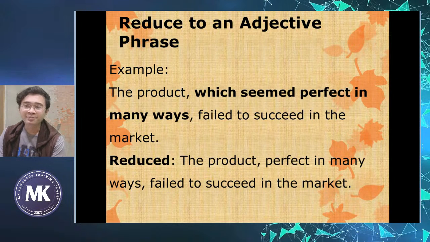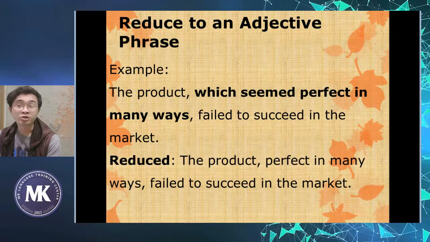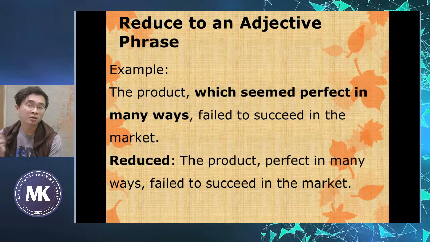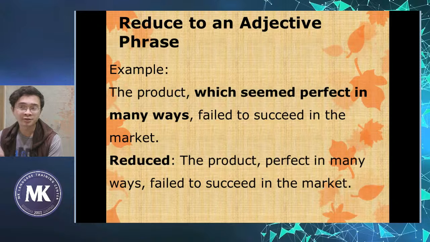Another example: the product, comma, which seemed perfect in many ways, comma, here again, failed to succeed in the market. So our relative clause here is "which seemed perfect in many ways." And we have a comma between these clauses, and this clause is describing the subject, and the subject is the product, which is a noun.